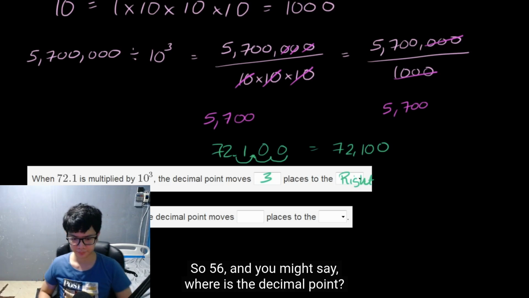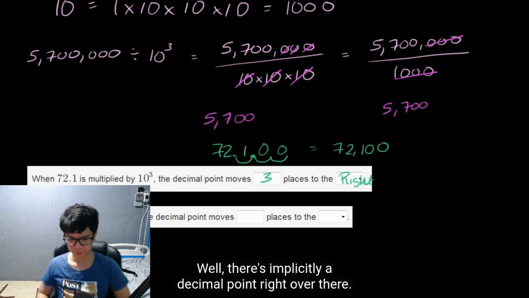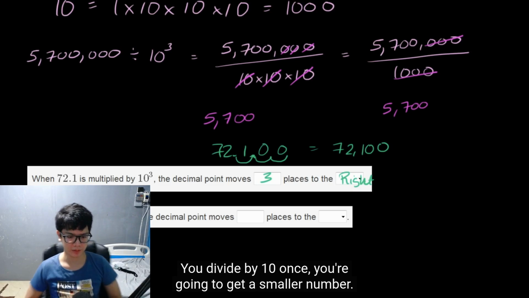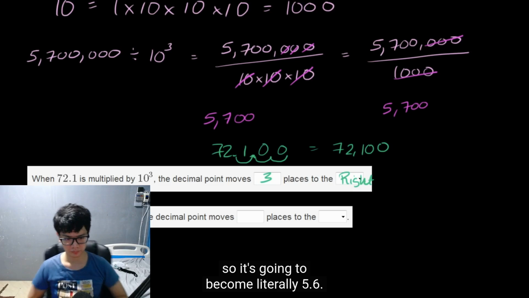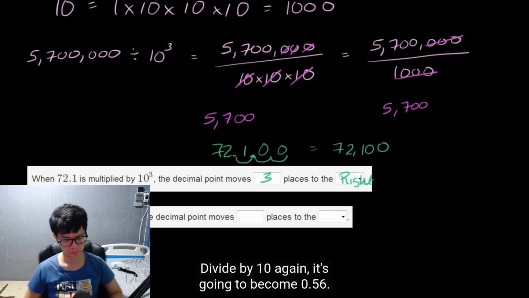So 56, you might say, where's the decimal point? Well, there's implicitly a decimal point right over there. You divide by 10 once, you're getting a smaller number. 56 is going to become 5 and something. So it's going to become literally 5.6. Divide by 10 again. It's going to become 0.56.